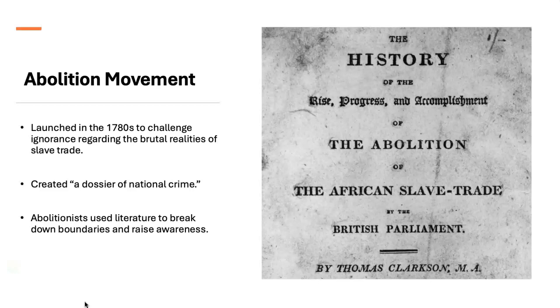So in amassing the so-called dossier of national crime, abolitionist literature changed how the public thought about collective moral responsibility. It also evidenced the power that might accrue to those who harnessed the emergent force of mass literacy. Again, as you'll remember in our initial lecture on Romanticism, more people are gaining the ability to read. And so art is one way to influence the growth of this political movement.